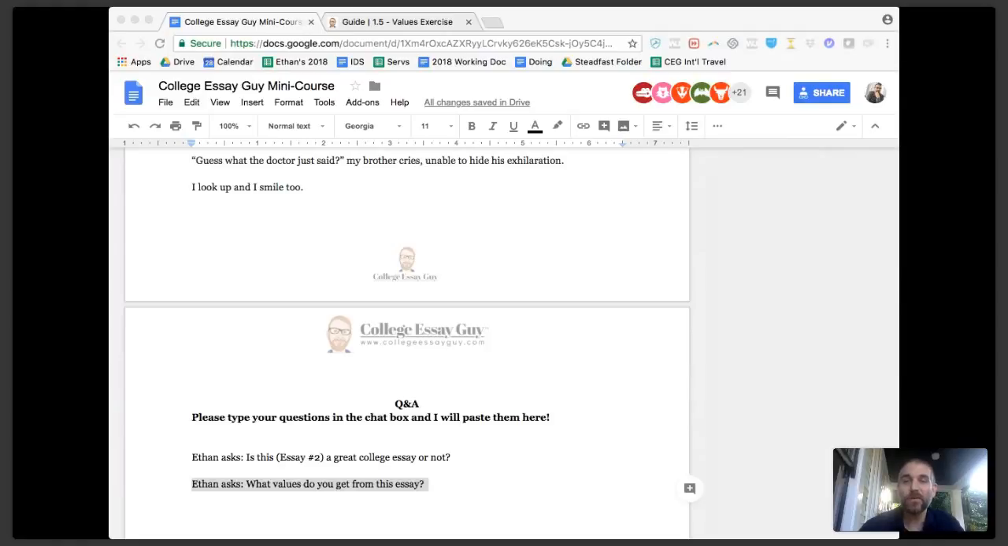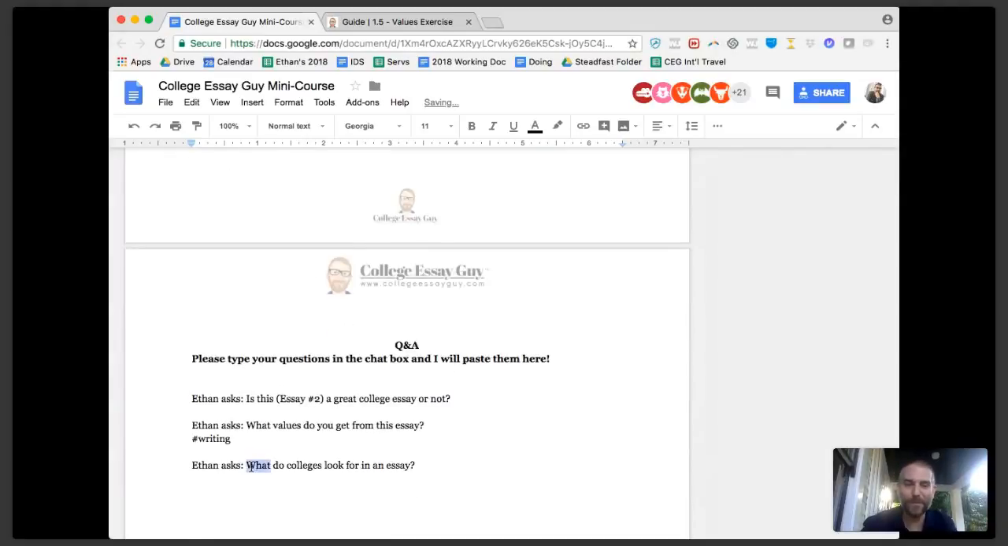Or is the admissions reader looking for something else? Ezra says, yes, shows he's a good writer. So that's something we could put, in terms of what the value is. We'll call it writing, or good writer, right? What do colleges look for in an essay? Great question. All of this depends on what colleges look for in an essay. So I love that you're asking these contextual questions. It's like the questions underneath the questions. So what do colleges look for? Because how do we evaluate if this is a great college essay unless we decide what qualities we think should go into a great essay?